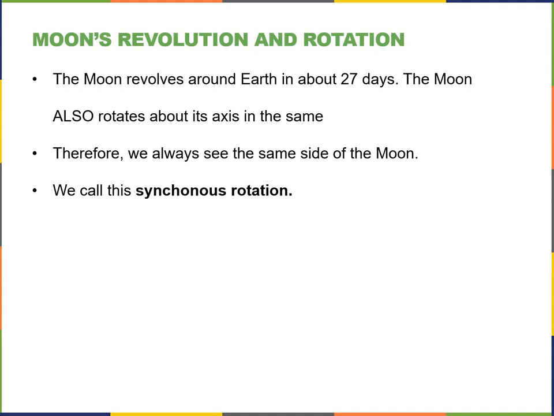The moon revolves around the Earth in about 27 days. The moon also rotates about its axis in the same time. Because of this, we only ever see one side of the moon. We call this synchronous rotation. That's because it takes the same amount of time to revolve around Earth that it does for the moon to rotate about its axis.